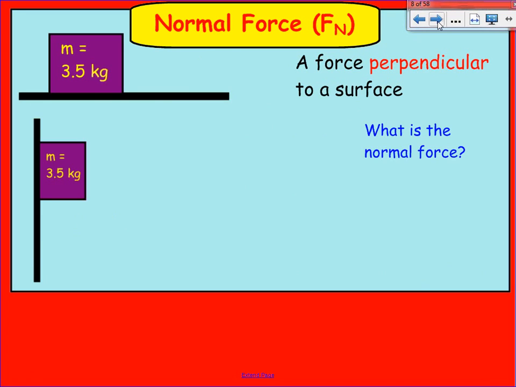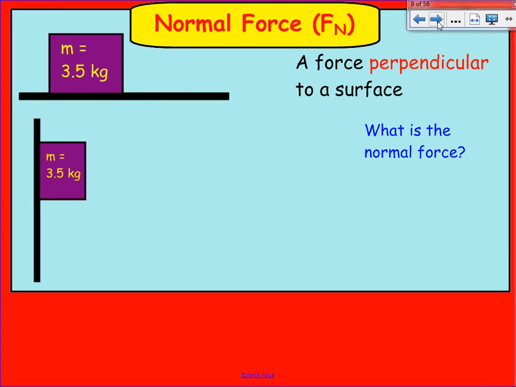Now let's go and take a look at force normal. Force normal, remember, is a force that is perpendicular to the surface. Now force normal does not have an equation. Instead, it's situational. So let's look at two situations. I've got a 3.5 kilogram block. The first one is resting on a horizontal surface. The second one is being pushed up against the wall, probably by a hand or something like that.